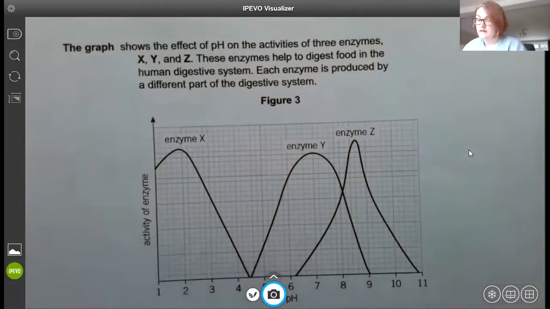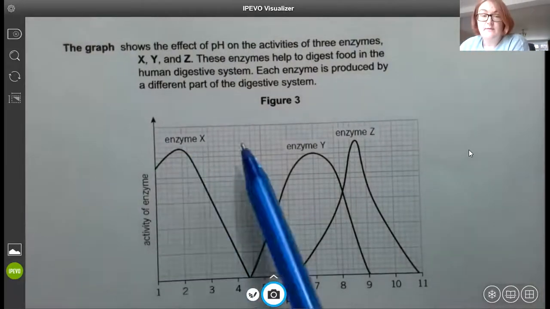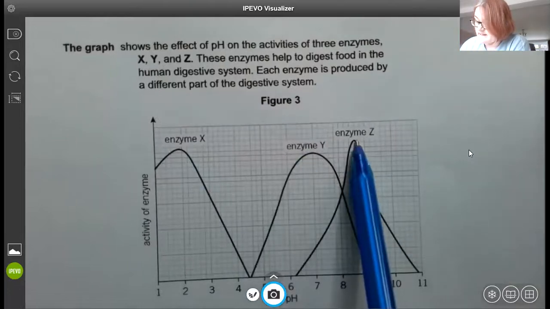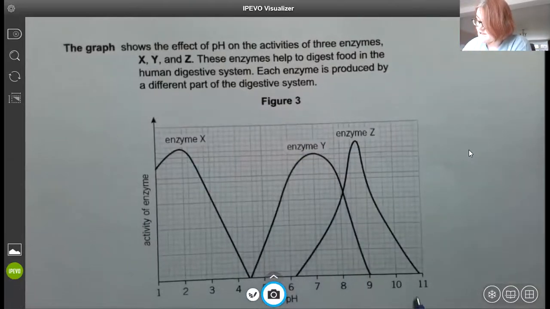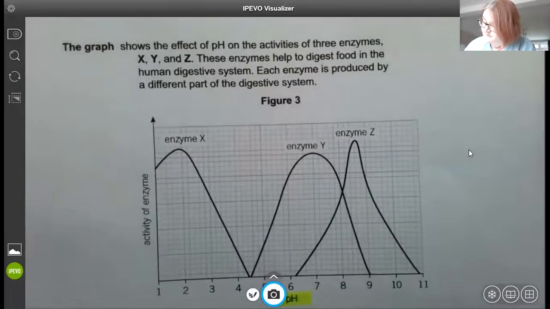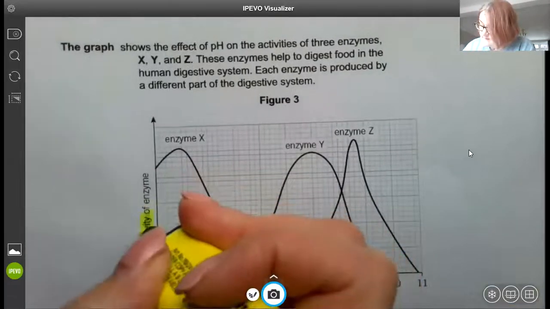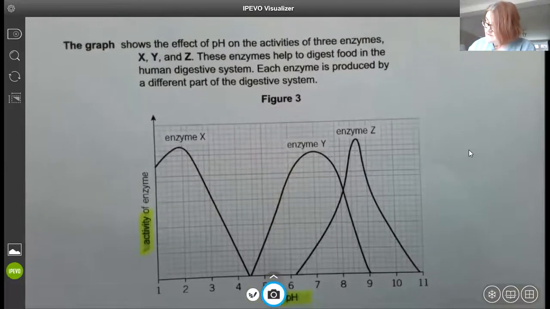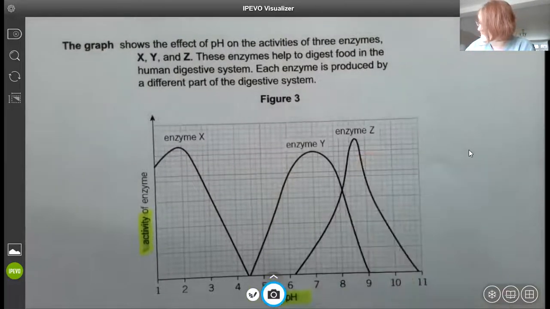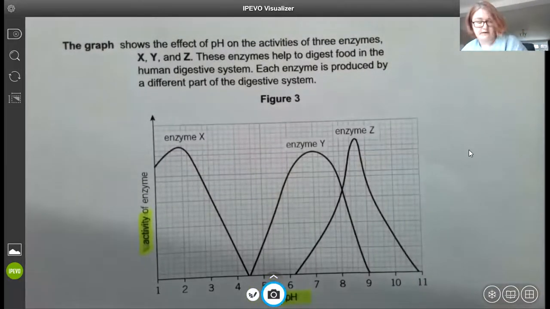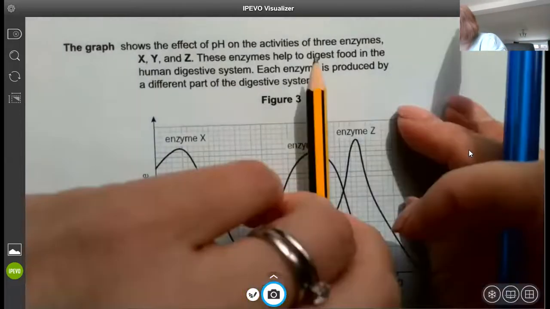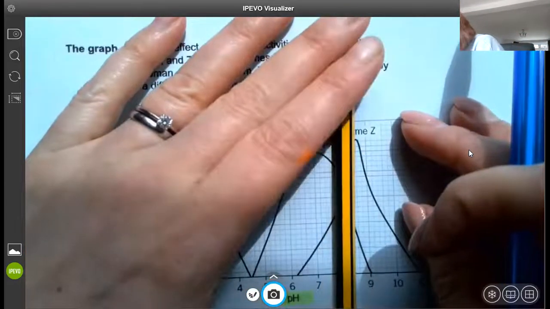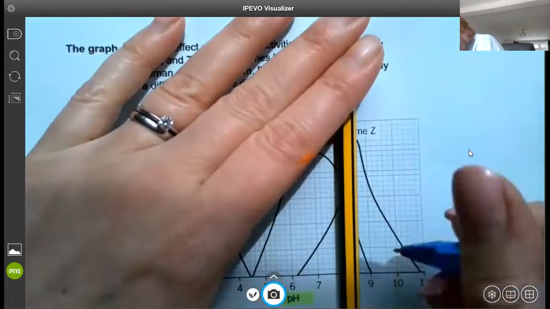just print it out. So we've got 3 different enzymes: enzyme X, enzyme Y, and enzyme Z. We've got pH this time along the bottom, so I'm going to highlight that. And then it's got activity, so activity is the same as rate of the enzyme. And it wants to know which is the best pH for enzyme Z. Now, I don't think I've got a ruler handy with me, so I'm just going to use my pencil, and I'm going to do that and scroll down.